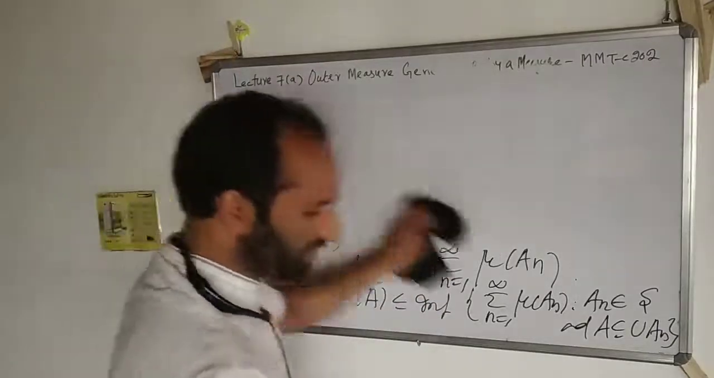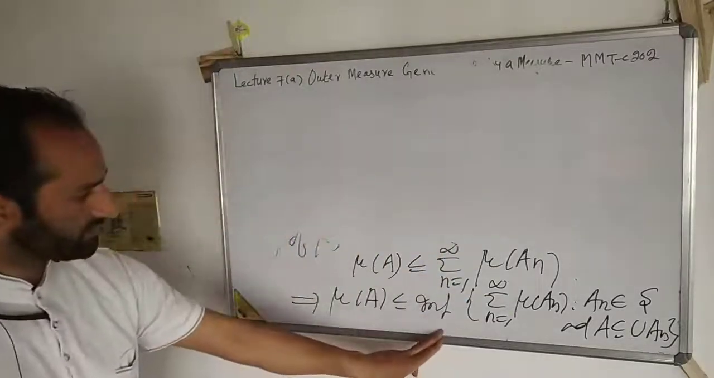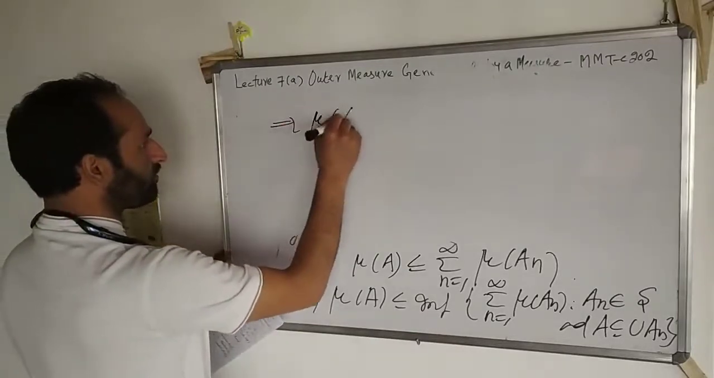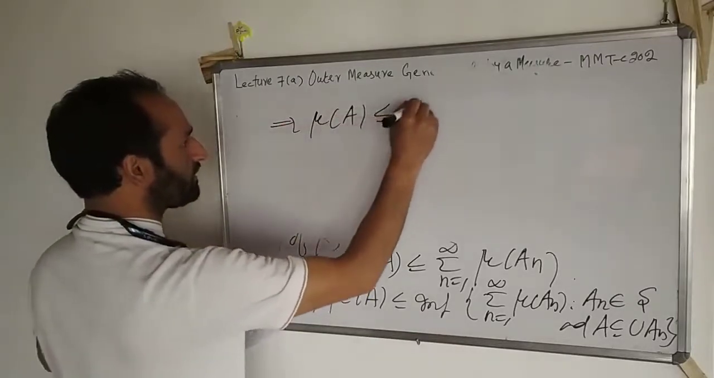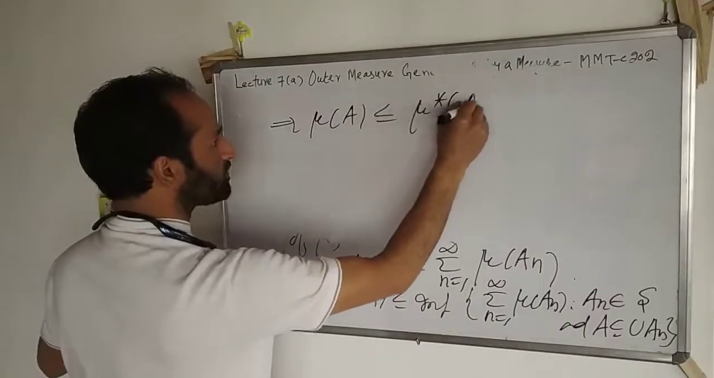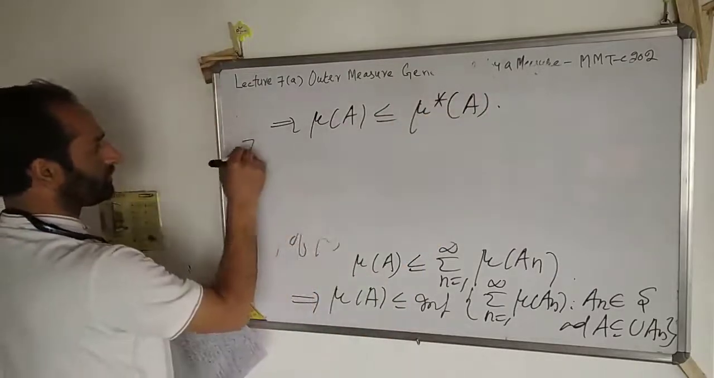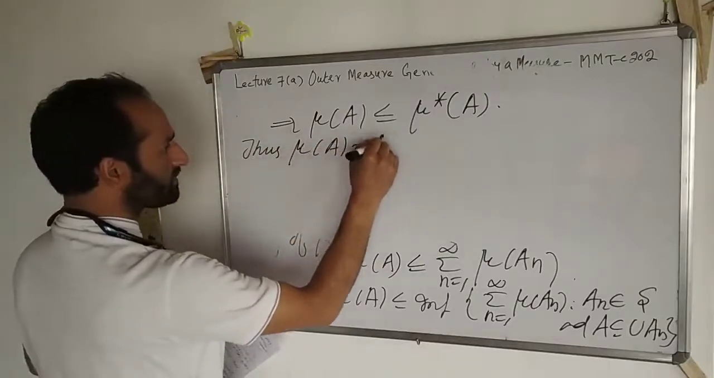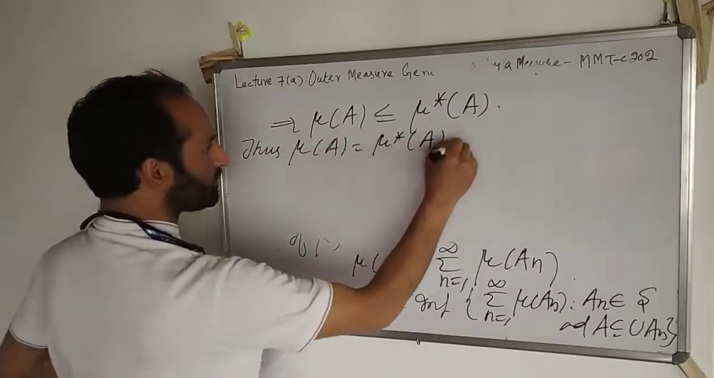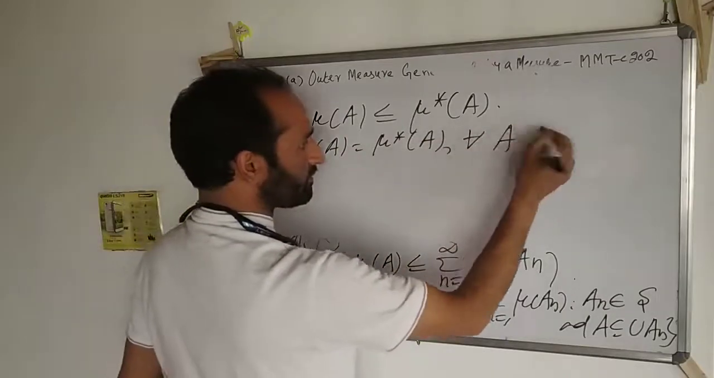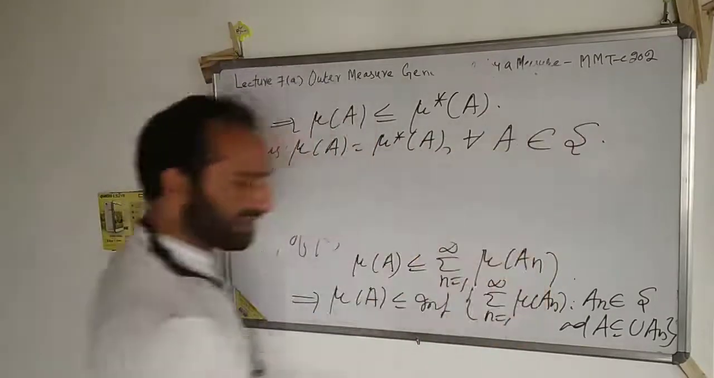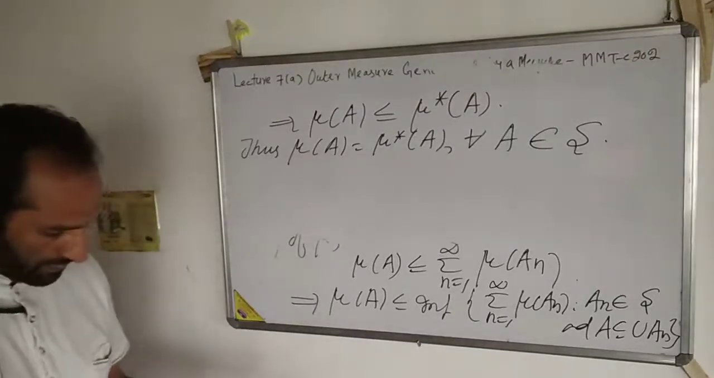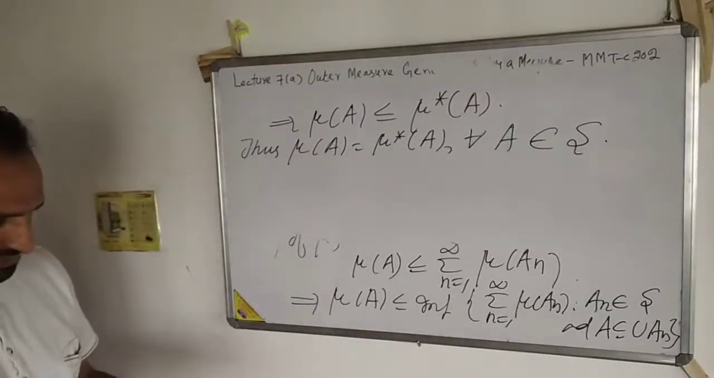Now, by definition of mu star, this infimum is equal to mu star. So this implies mu of A is less or equal to mu star of A. Thus mu of A is equal to mu star of A for every member A of the semiring S. So that means mu star is an extension of mu.